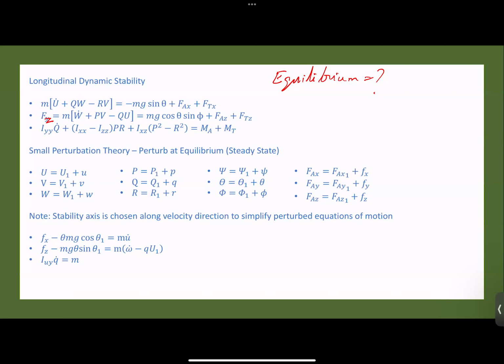And what is aircraft's equilibrium point? Equilibrium is when the sum of all forces equals 0 and the sum of all moments equals 0. Correct? Can you tell me one such point for the aircraft?